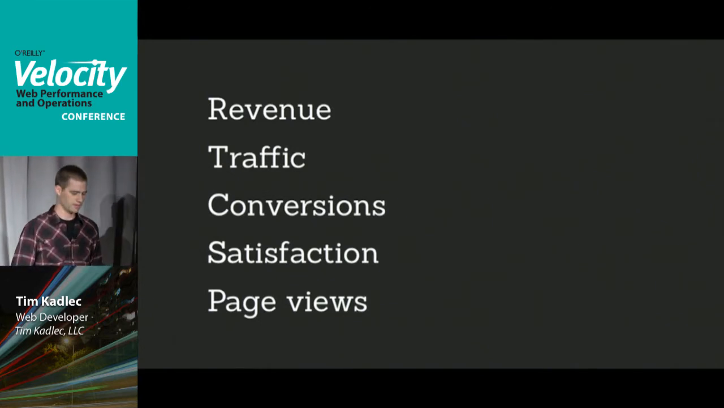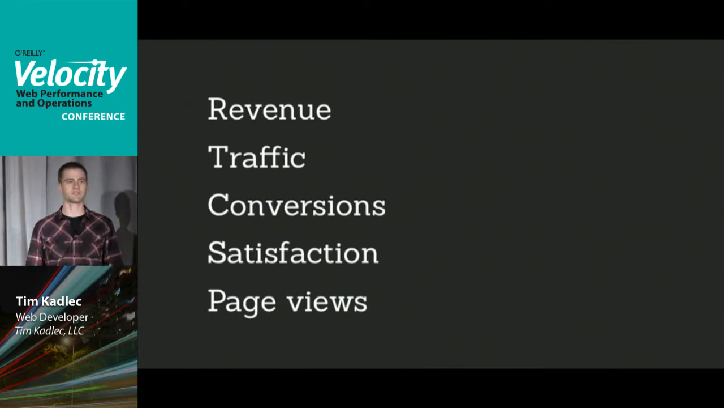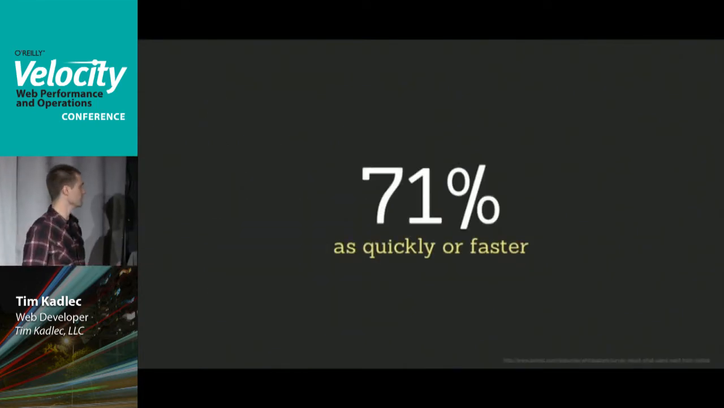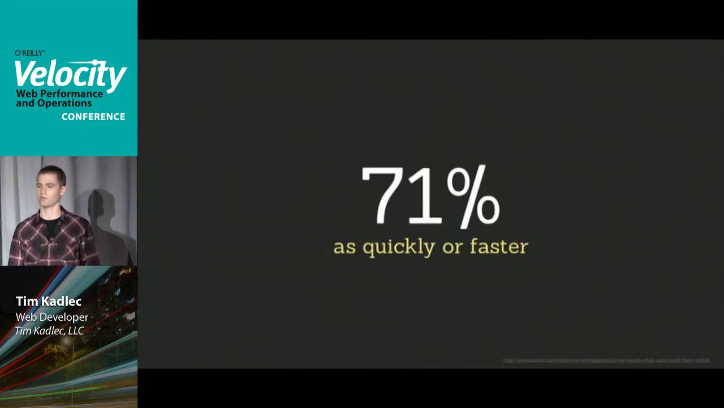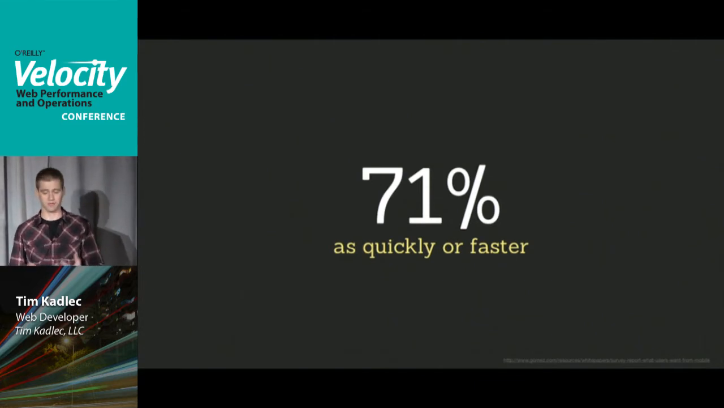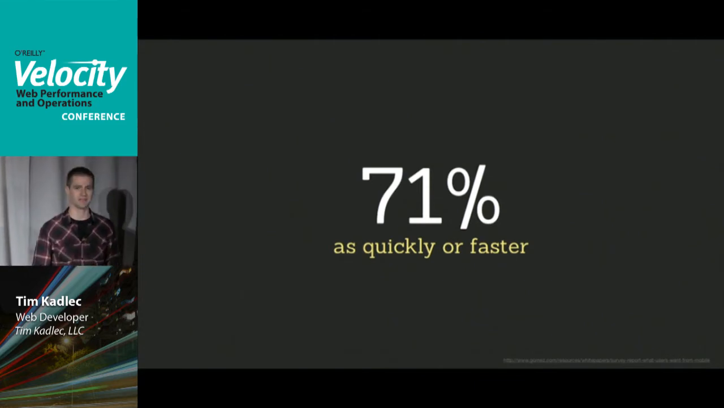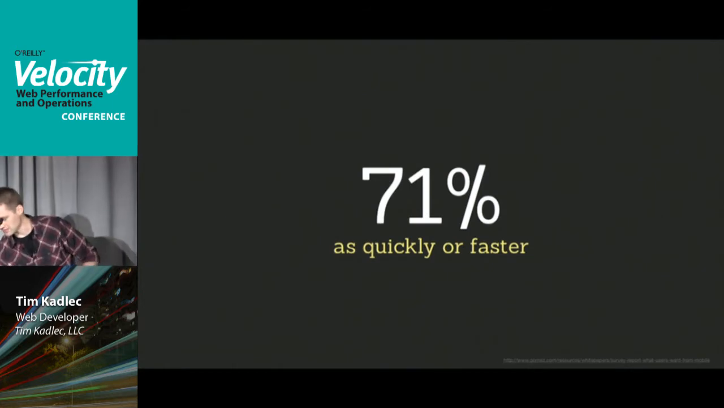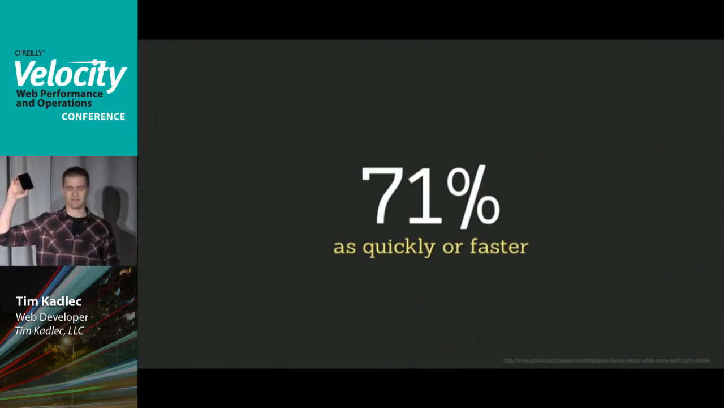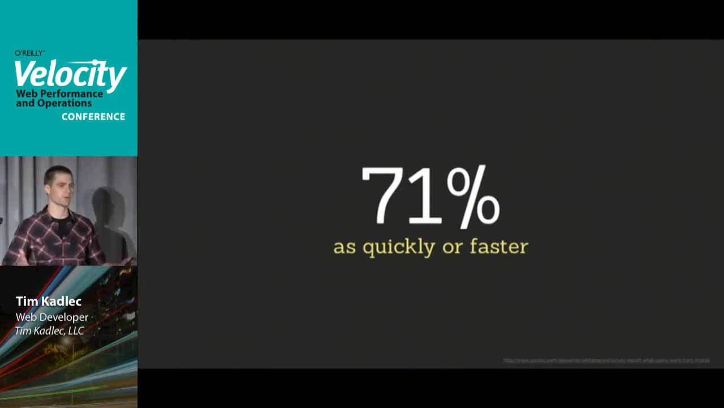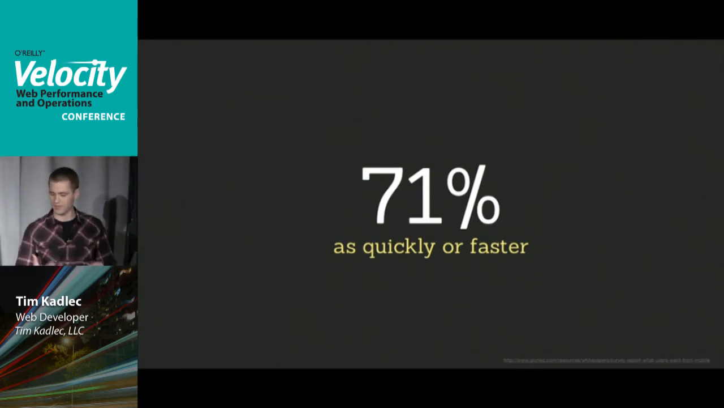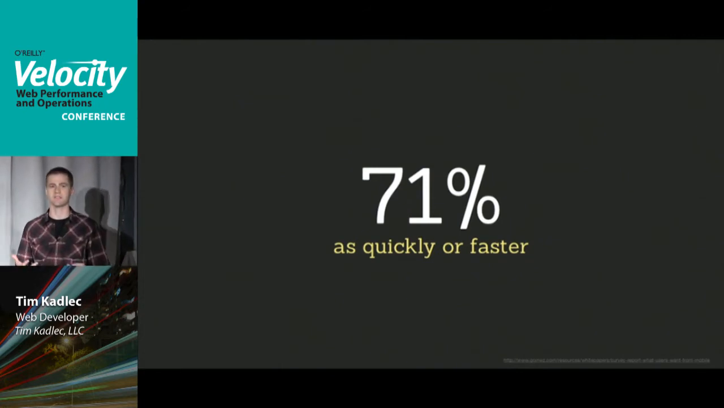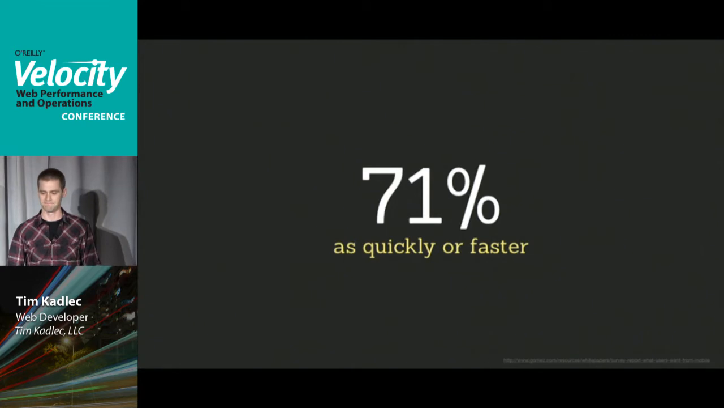And the expectation is that mobile is going to be just as fast. 71% of people want it to load as quickly or faster on their mobile phone than on their laptop, which is kind of insane when you think about it, right? Because the idea that this is going to be just as fast as a souped-up MacBook Pro or something like that is kind of absurd, but that's the expectation. People aren't going to sit there and wait for this stuff to come.